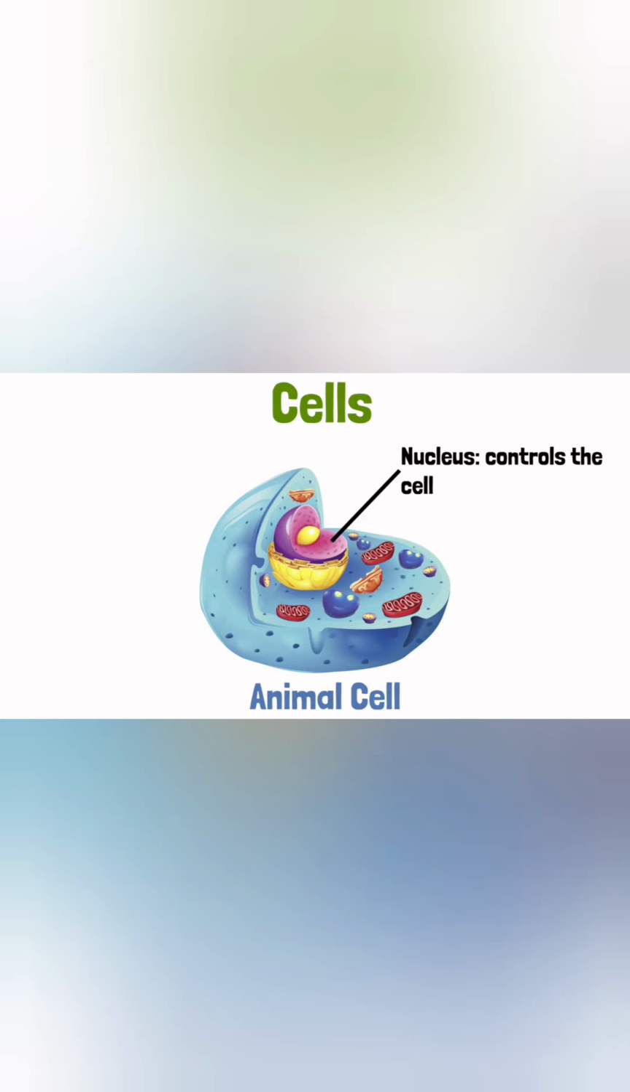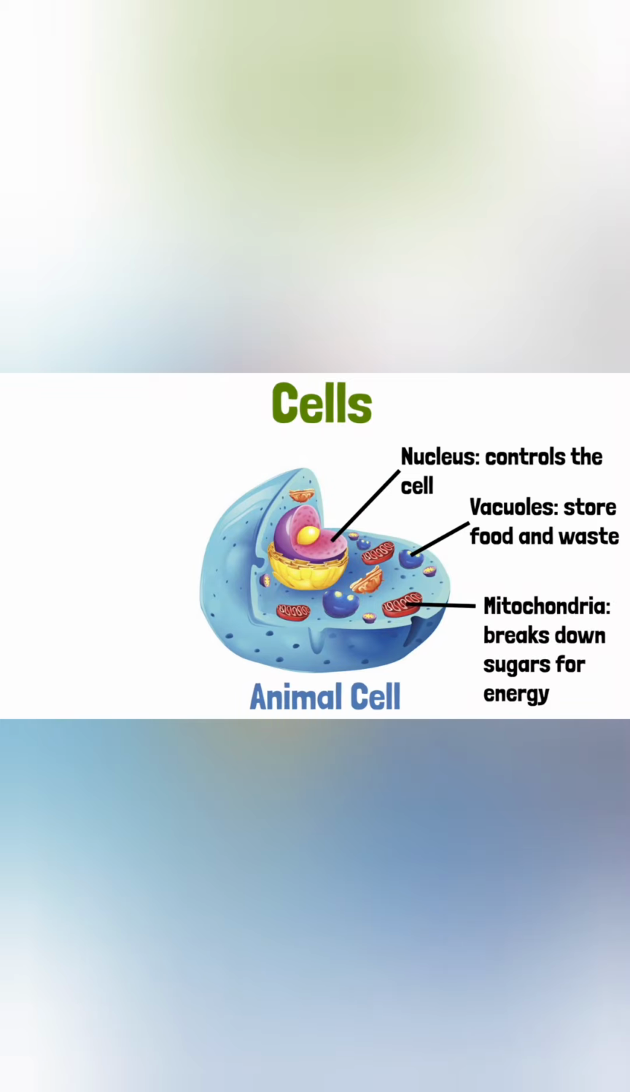Almost every animal cell has a nucleus. The nucleus is the control center of the cell. The nucleus contains the information which controls everything that goes on in the cell. The vacuole is a large space in the middle of the cell. It is filled with a fluid called cell sap. Vacuoles also store the food and waste of the cells.